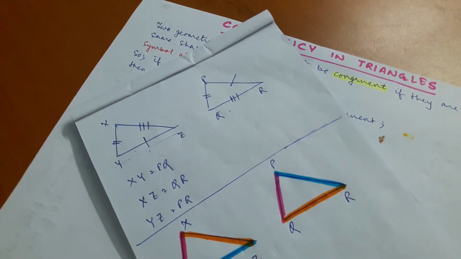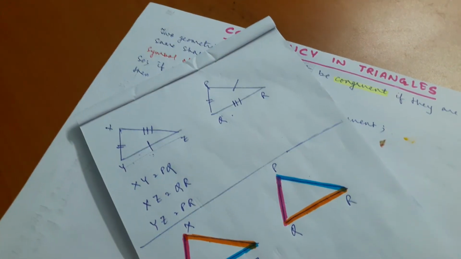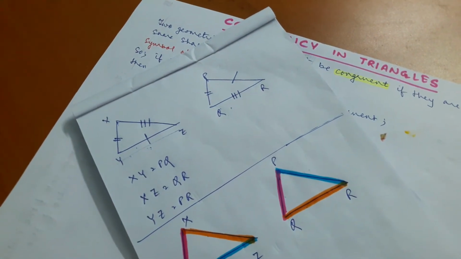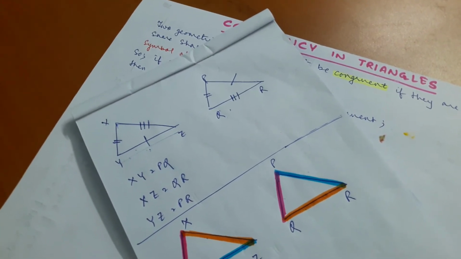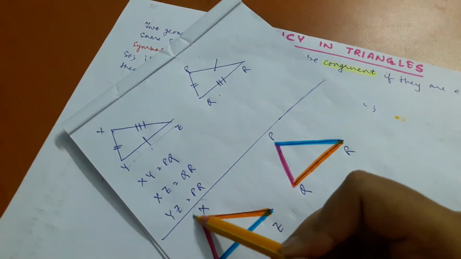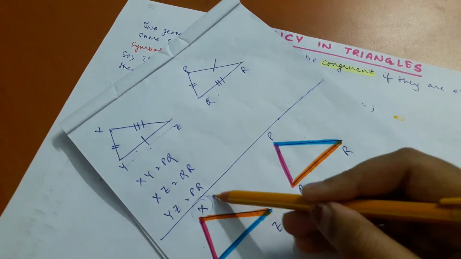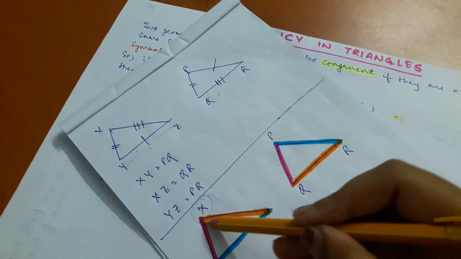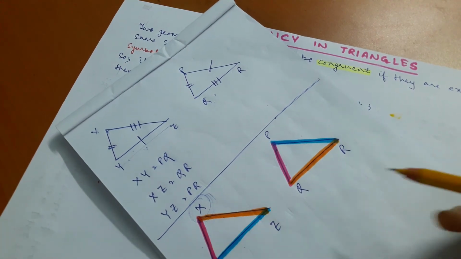What can we say about the congruency of these two triangles? If you remember, I have just now said about the order and congruency. If you very minutely see about the order, look, this vertex X is between which two sides? This pink side and this orange side.